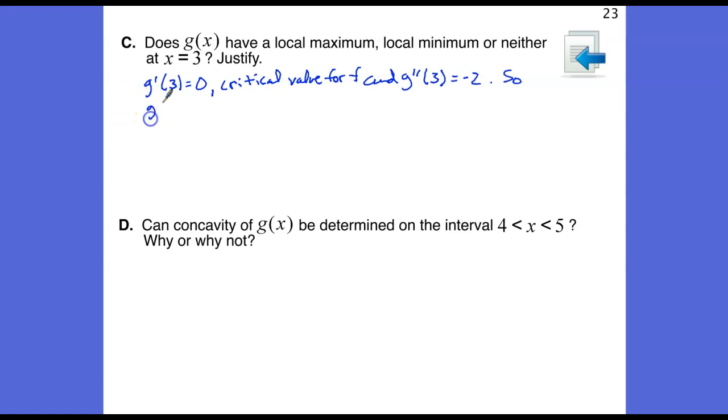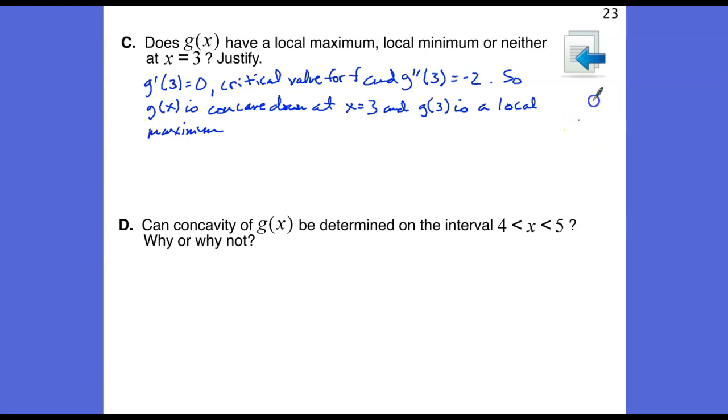So that means that g of x is concave down at x equals 3. Alright, so since g prime of 3 is equal to 0, it's a critical value. That means it is going to be an extremum. It's either going to be a maximum or a minimum. If the graph is concave down at x equals 3, it's got to be a local maximum. And you could just draw a picture, right? It's on top of the hill.